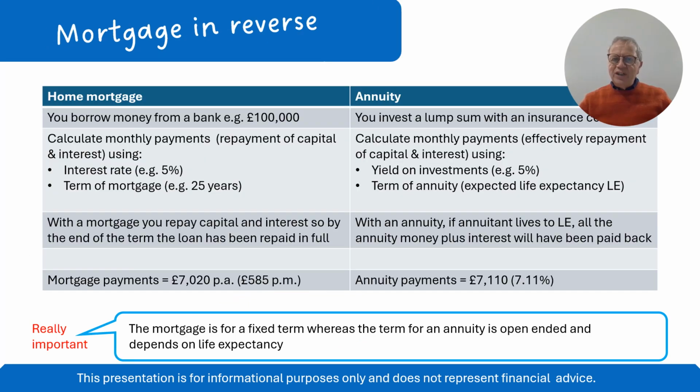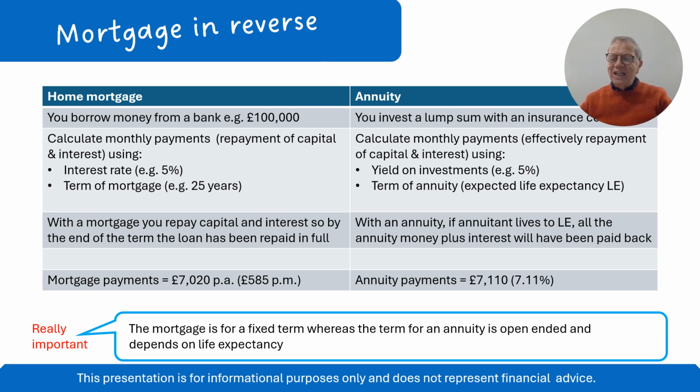So I think you can describe an annuity as being like a mortgage in reverse. So what do I mean? Well, let's think about a mortgage. If you take out a mortgage, typically the bank will lend you, let's say, £100,000. They'll calculate the monthly payments, and that'll include repayment of capital and interest. And they use interest rates, for example, 5%, and the term of the mortgage, for example, 25 years. So this means that with a mortgage, you repay the capital and interest. So by the end of the term, the loan has been repaid in full.